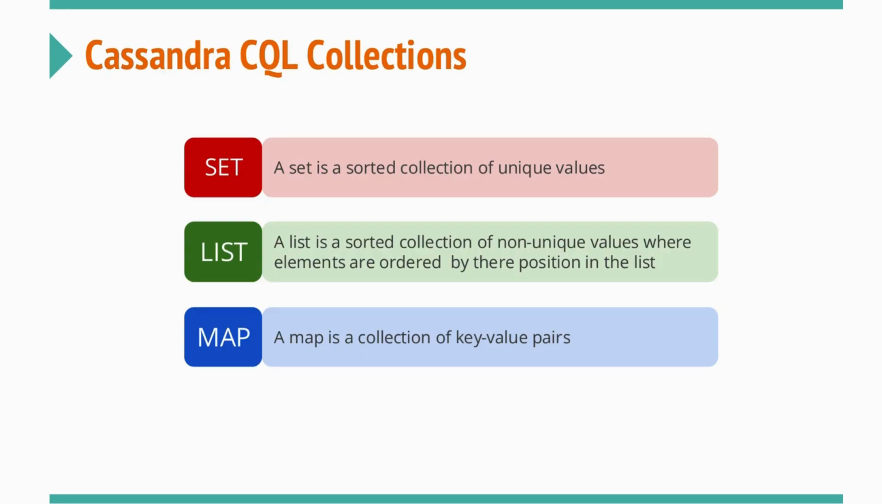One last powerful feature to cover is Cassandra's collection types. There are 3 types: set, list, and map. These allow you to store multiple values within a single column.